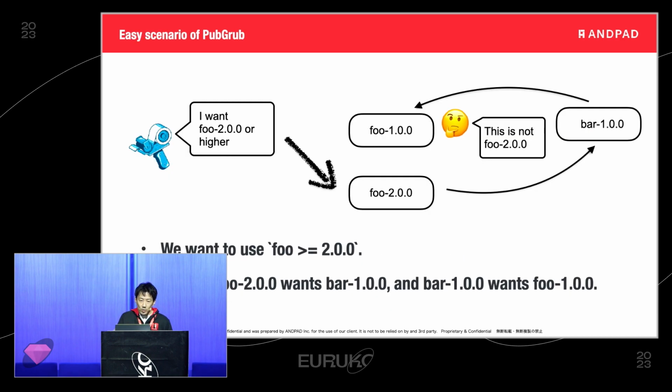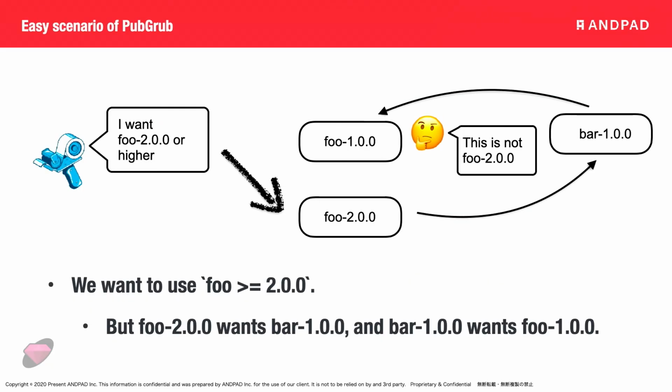In this example, PubGrub tried to select foo version 2, but foo version 2 depends on bar version 1, and bar version 1 depends on foo version 1. So the first condition of foo version 2 or higher cannot be valid with foo version 1. So finally, PubGrub gives up resolving in this case and will exit with a solve failure exception.